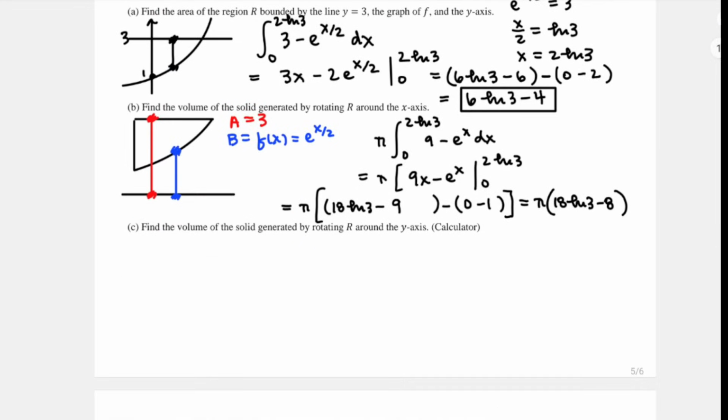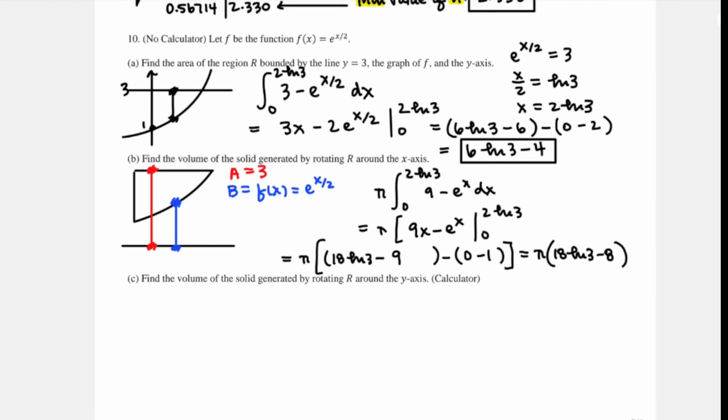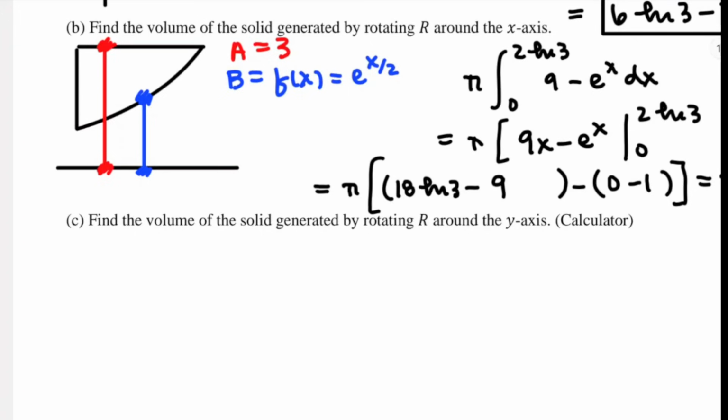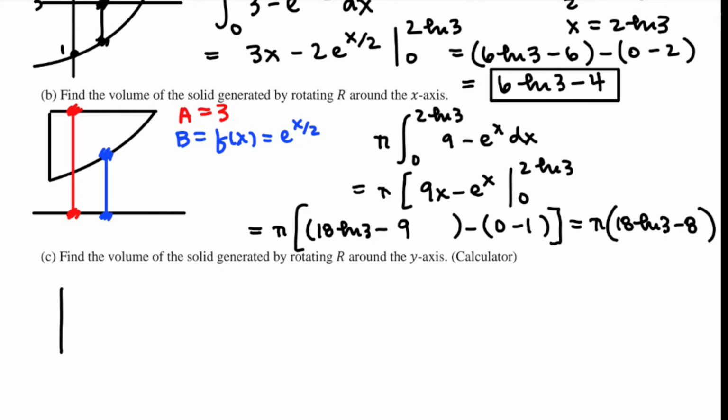So now lastly, find the volume of the solid generated by rotating R around the y-axis. Yeah, that'll involve a natural log. I think y'all know pretty well how to type stuff into the calculator, so I'm probably not going to go all the way. I'm just going to set it up. This video is already extremely long.